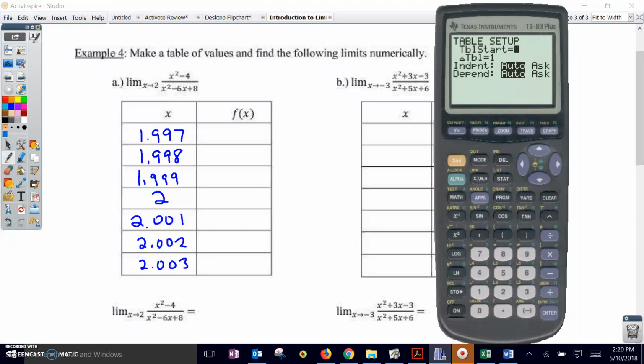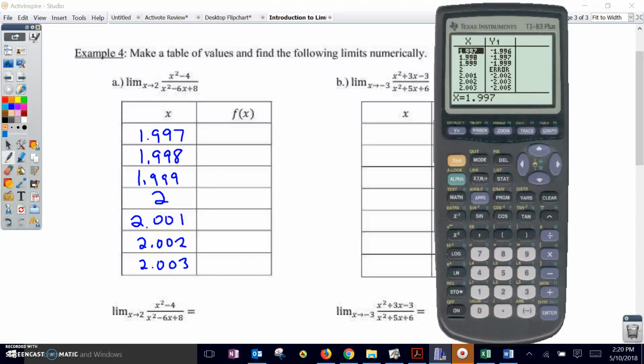And in table set, since my table here starts at 1.997, I'm going to go ahead and put that as my starting value for my table. And my delta table is the increment, so I'm going to put 0.001 in there. And I'm going to leave the independent and dependent variables as automatic. And then my calculator will generate my table for me. So I'll now click Table, hitting Second Graph. And it gives me all the values that I need in my table.